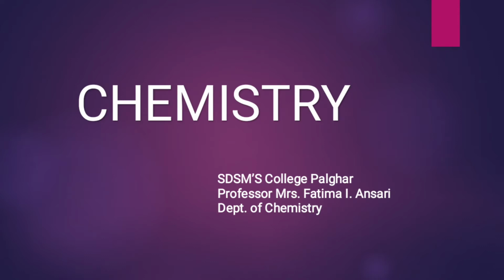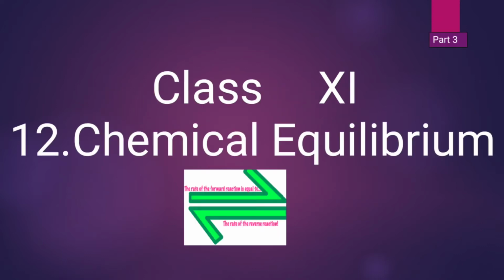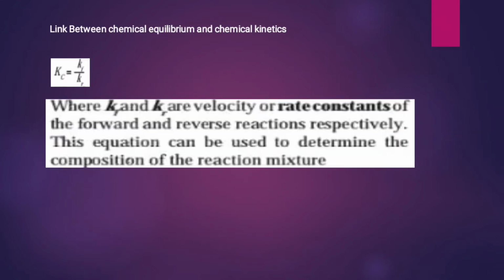Today is the fourth part, or the fourth video, of our topic number 12, that is chemical equilibrium. So today we will start with the topic that is the link between chemical equilibrium and chemical kinetics. Now students, we have seen chemical equilibrium, and now this chemical kinetics which we are going to study tells us about the speed of chemical reaction.